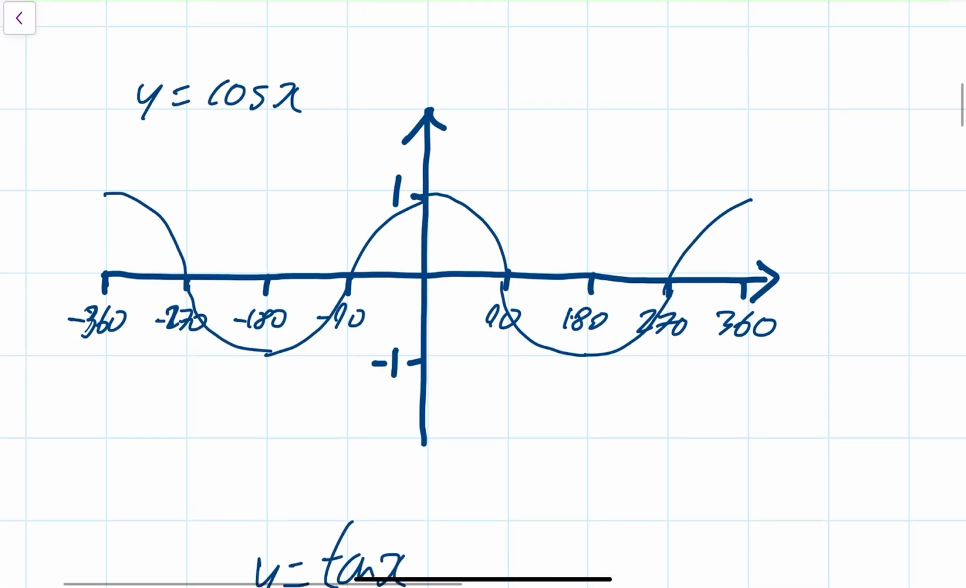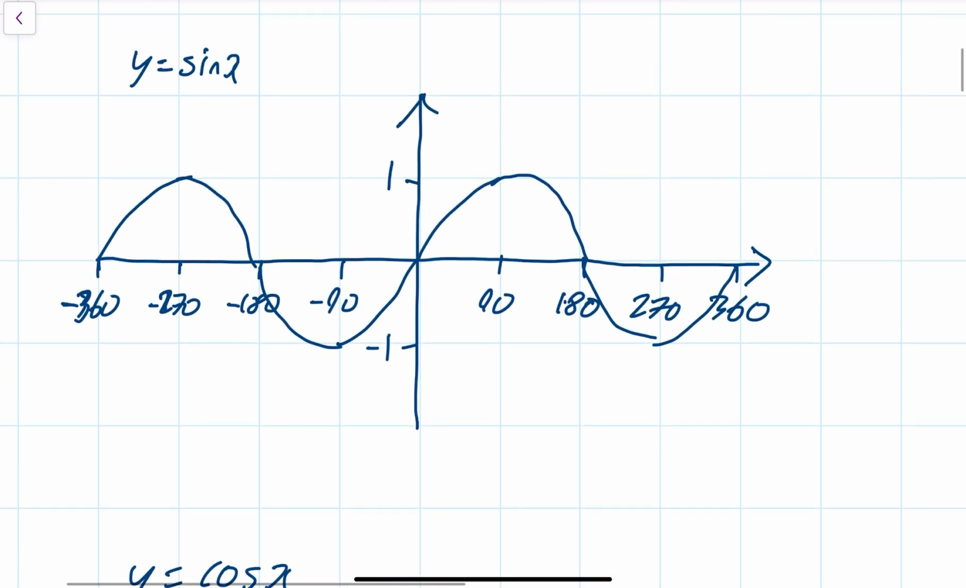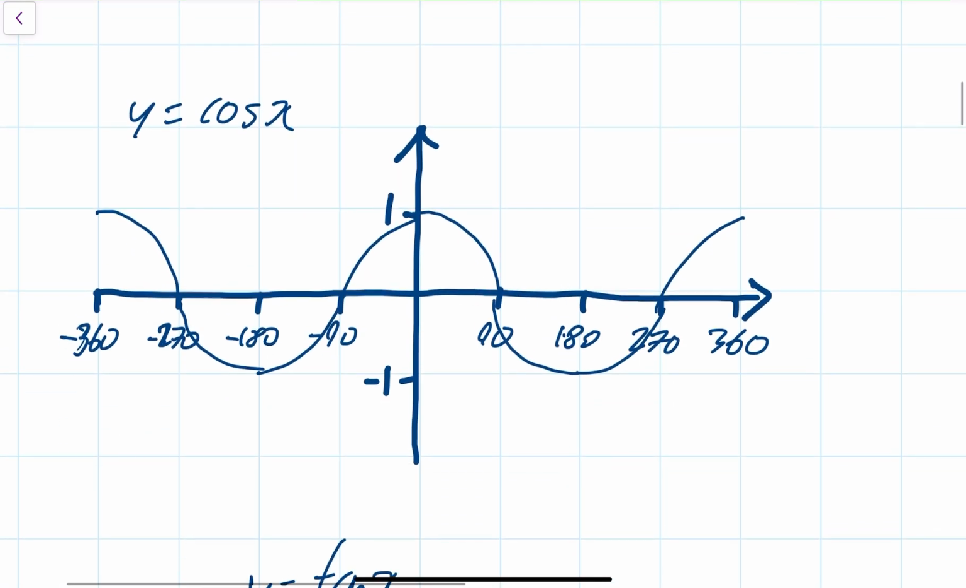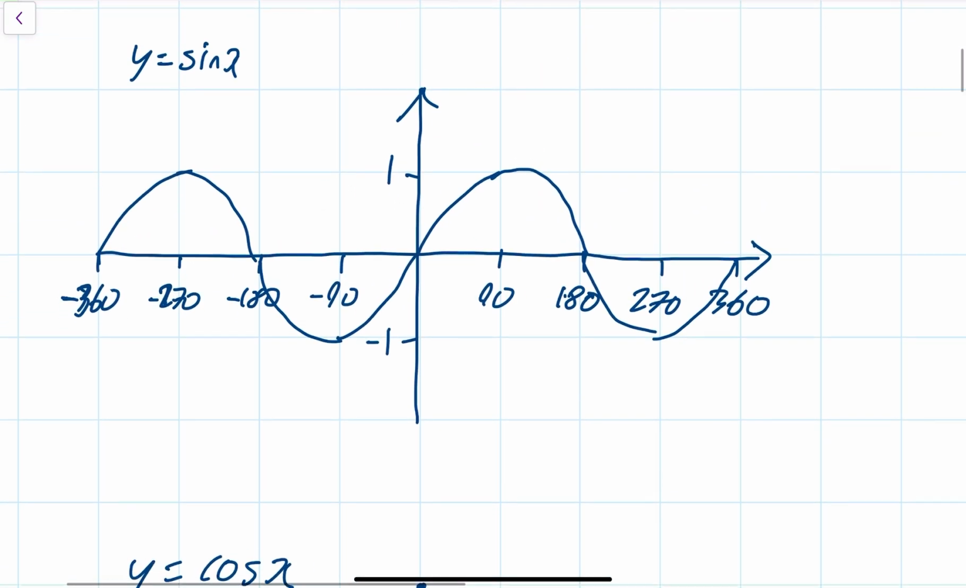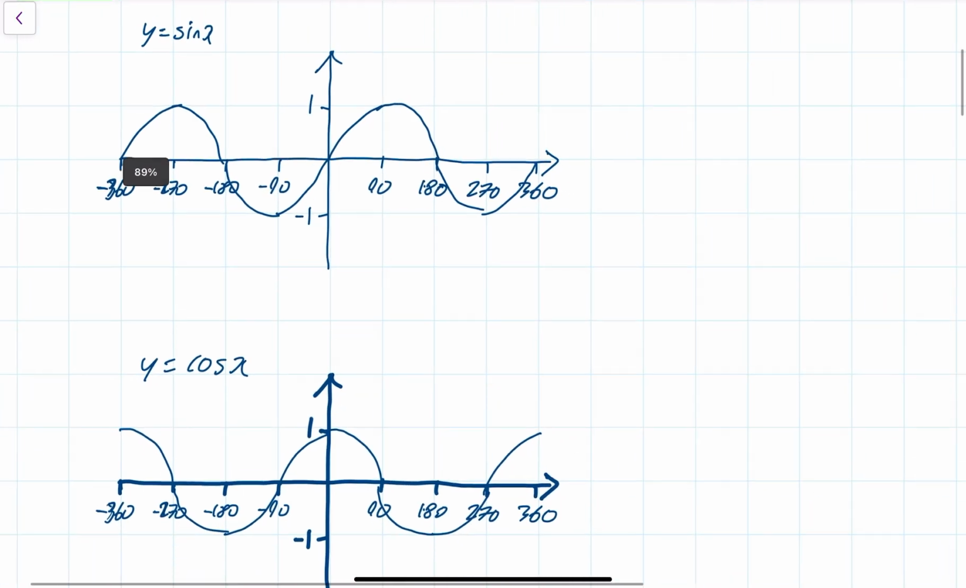The next one is a cos graph. It's the same graph as a sine graph. It's just been shifted over a bit. It starts at 1 when x is equal to 0, and it goes down to 0 at 90 and so on. So on your calculator, if you forget what these look like, you would just put in the key points.